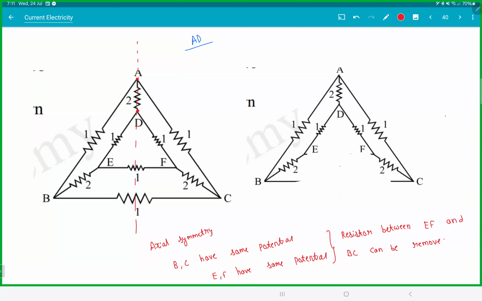Then you're done, right? All three are in series, and in parallel. It'll come directly, so calculate this. RAD is 1 ohm, it seems. You can verify your answer. These three are in series, and this and the center one, all three are in parallel.